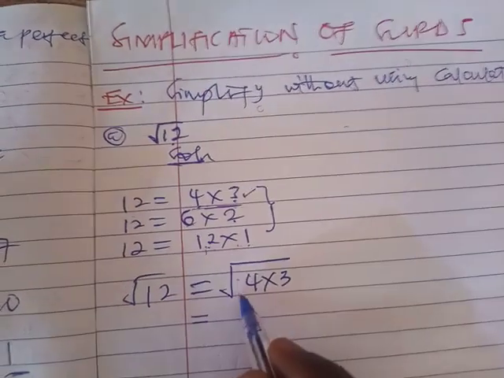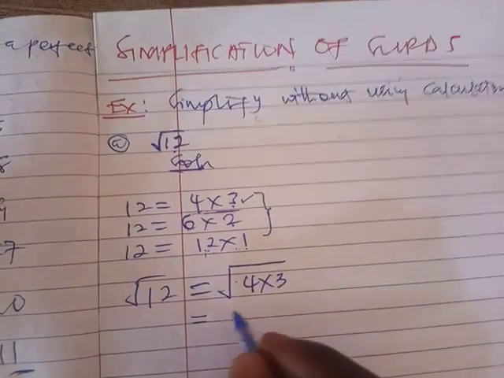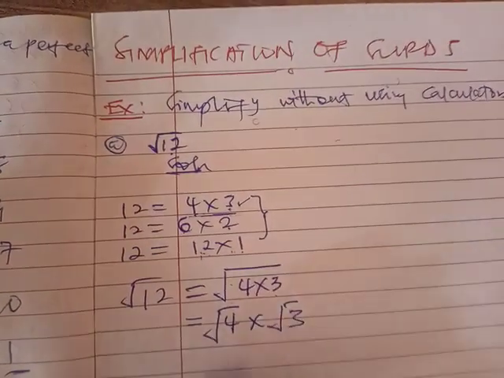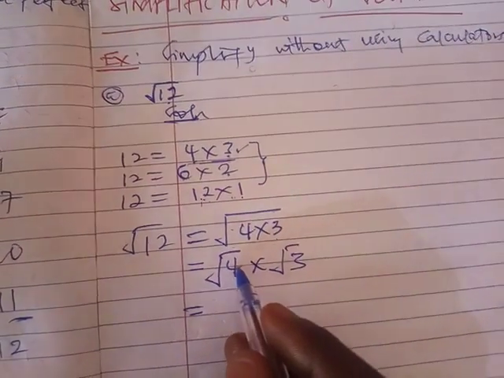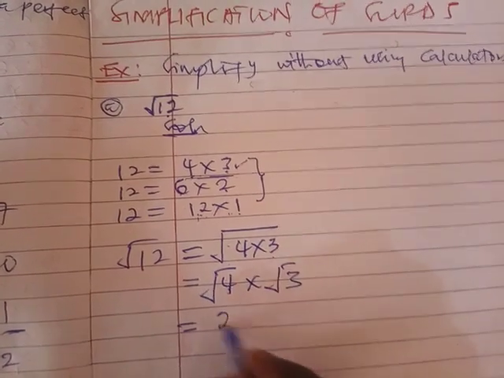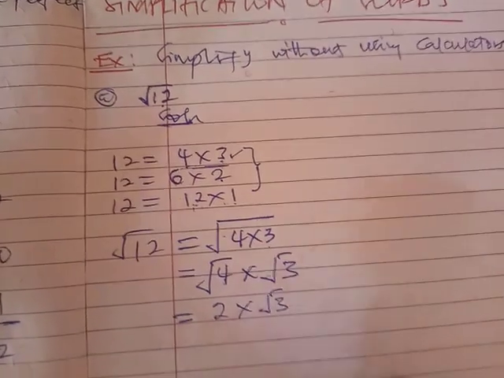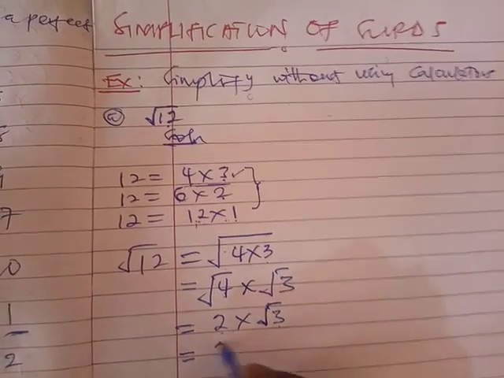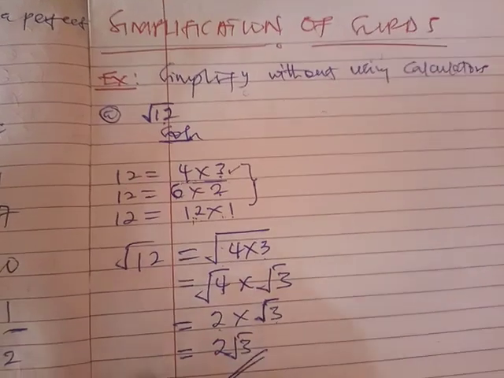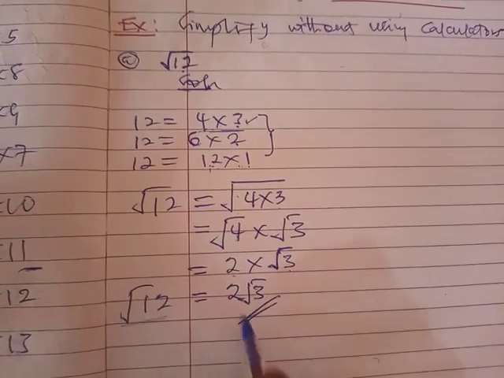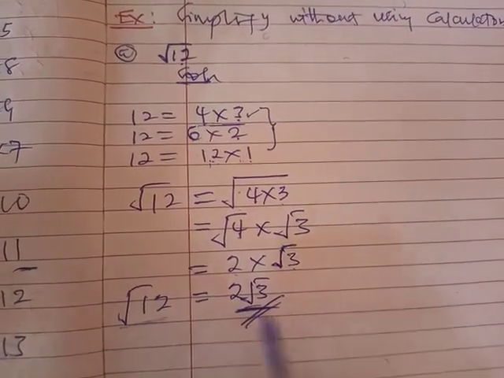Now as soon as you get here, we are going to split this statement into two. 4 will get its own root. 3 will also get its own root. Now root 4. Since 4 is a perfect square, the root of 4 is 2. Root 3, you can't do anything to root 3 because 3 is a prime number. So 2 times root 3 is the same as 2 root 3. And this is the same as root of 12. Now when you punch this statement on the calculator, this is the answer that you get. If you get a different answer from the calculator, it means you are wrong.